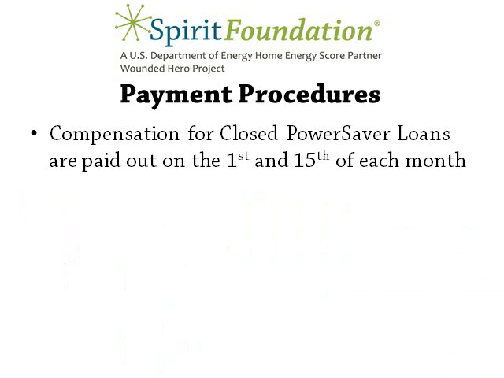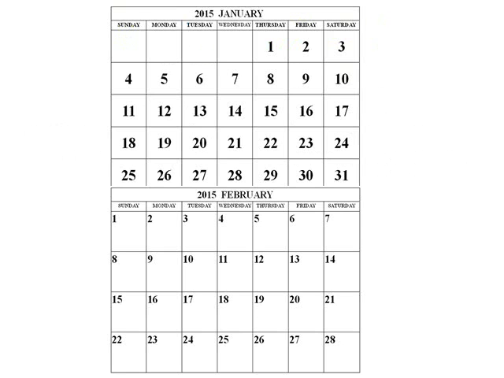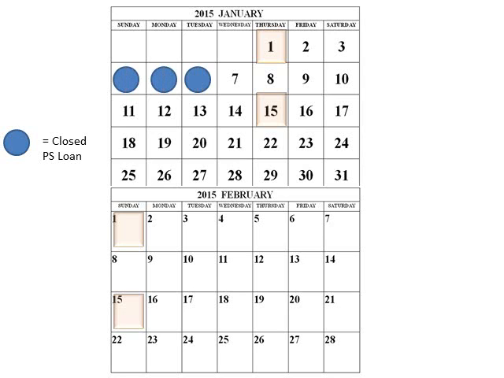Now, payment procedures. The compensation for the closed Power Saver loans is going to be paid out on the 1st and the 15th of each month. Let's take a look at the calendar. Let's highlight the 1st and the 15th of January and February of 2015. Let's say that this blue dot represents a closed Power Saver loan. That means that in the month of January, if you had a closed Power Saver loan on the 4th, 5th, and 6th, you would receive the compensation for that on February 1st.